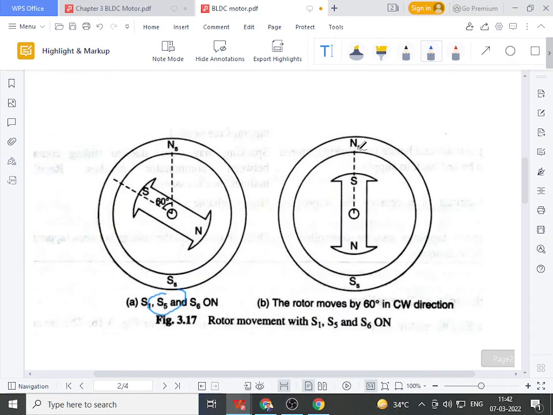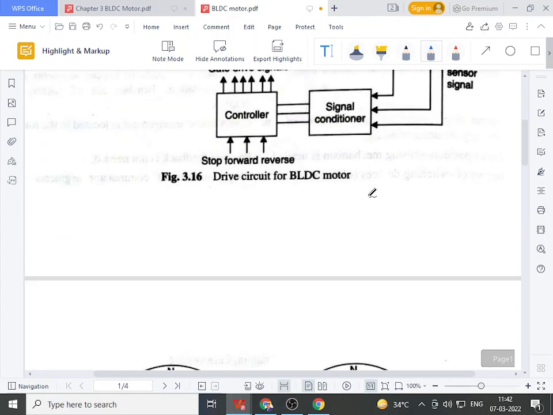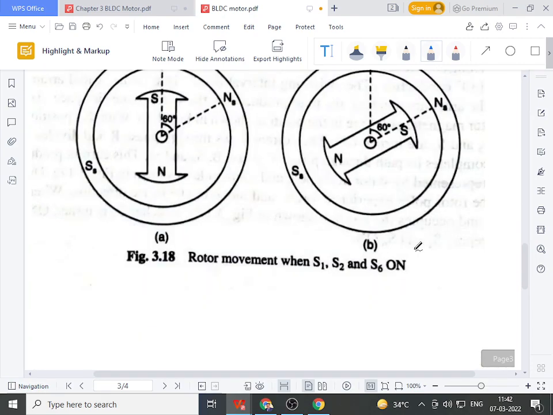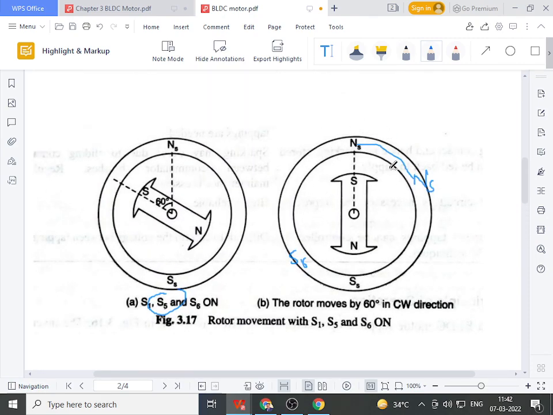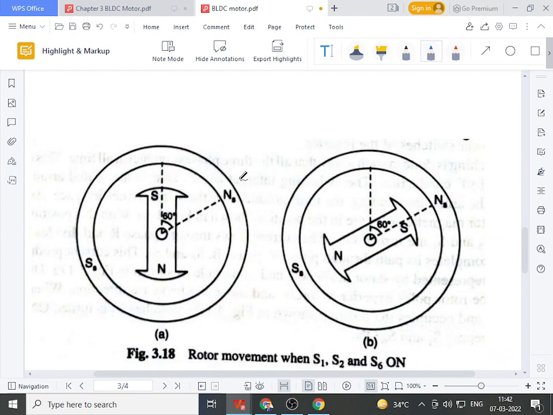So initial position is this. After this, the stator magnetic field will shift by 60 degree in forward direction, meaning now Ns pole comes over here, Ss is here. So there is a shifting of stator magnetic pole by 60 degree in forward direction. So for the first switching instant S1, S5 and S6, this would be the final position of rotor. For the next switching instant S1, S2 and S6, this is the position of the stator magnetic field.